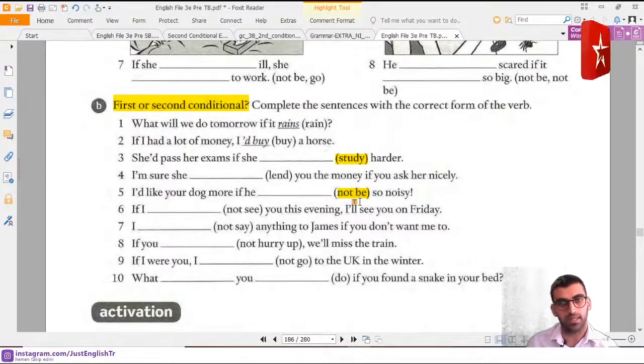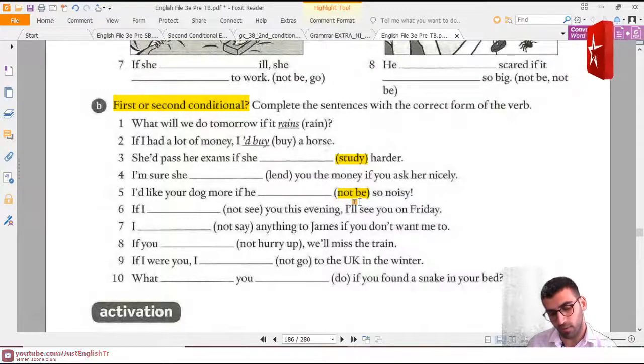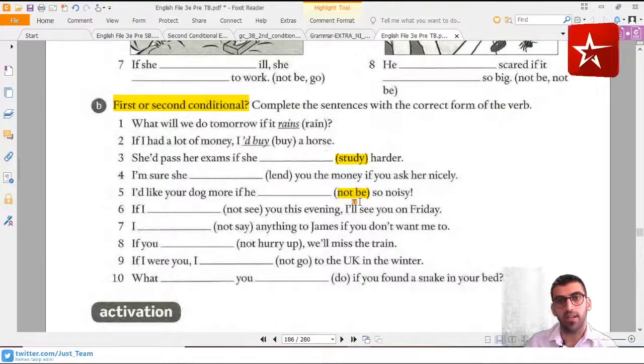Number 6, guys. And number 6, if I will see you on Monday. So if you see I will see you on Monday, you can guess what type of sentence it is. I will see you on Friday. If I what? Yes, if I don't see you this evening, I will see you on Friday. That is the correct answer, guys. Thank you. This is the first conditional type of sentence that we are using.